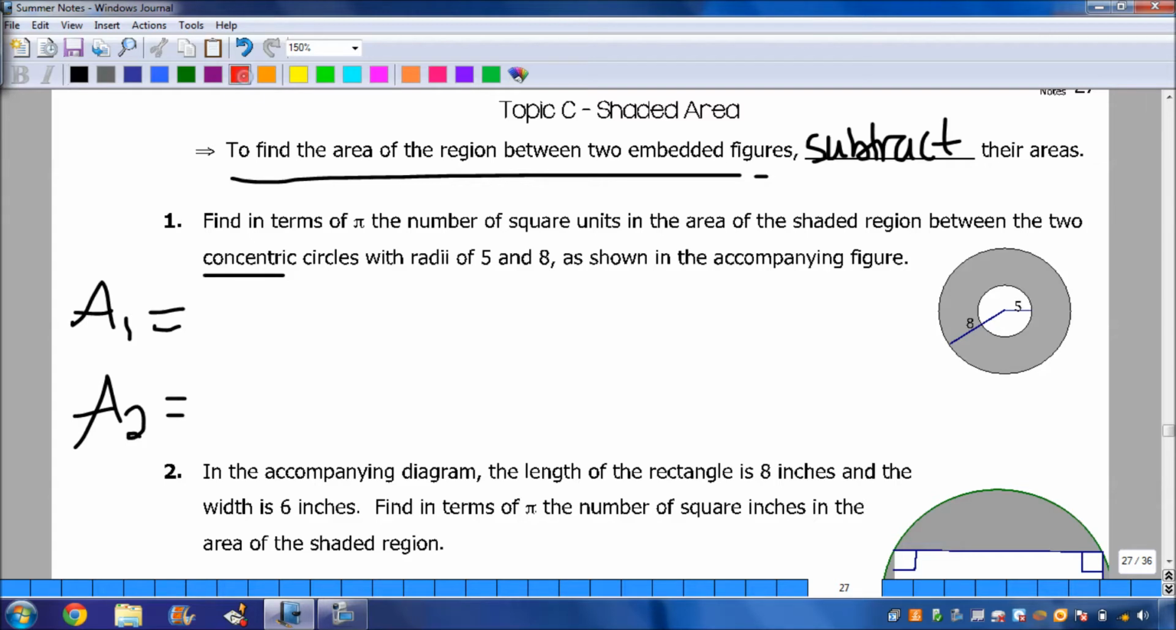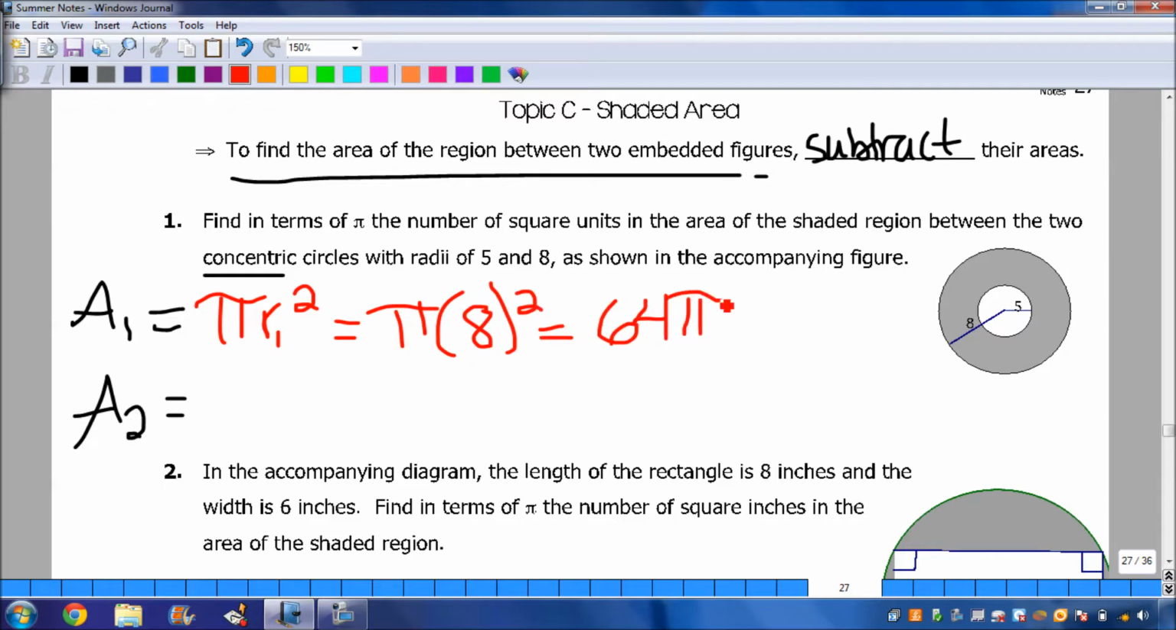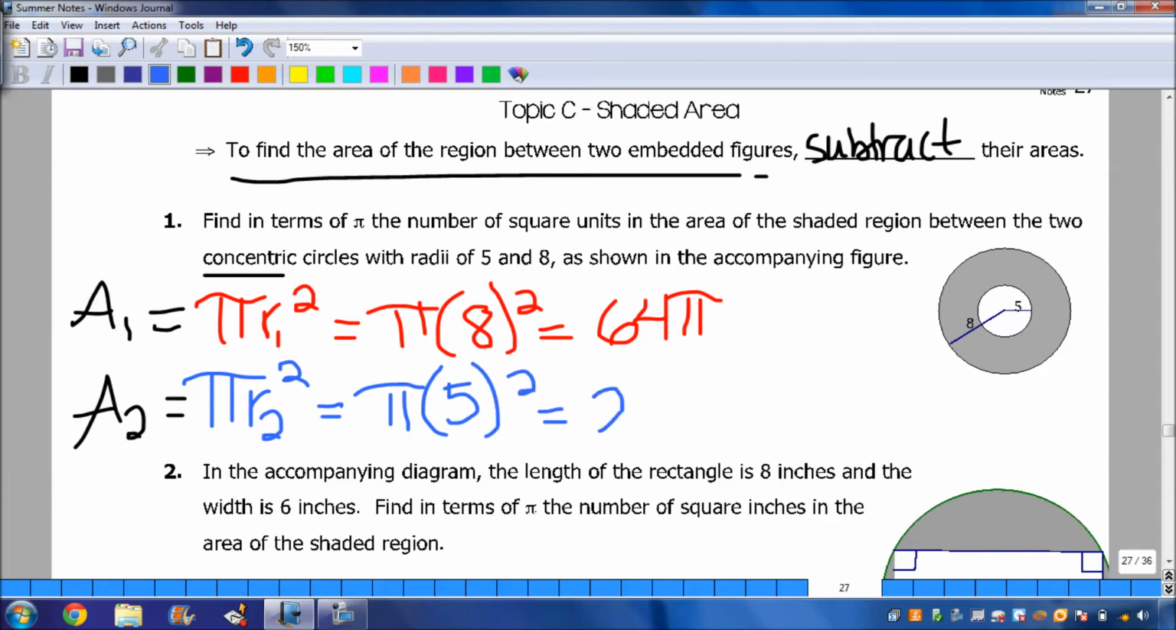So to find the area of the larger circle, I'm just going to do pi r squared, which is pi, the first radius is 8, so I get 64 pi. Okay, and then I'm going to find the area of the second circle. Same formula, except it's r2 instead of r1. So I'm going to use 5 instead of 8. So the area of the smaller circle is 25 pi.